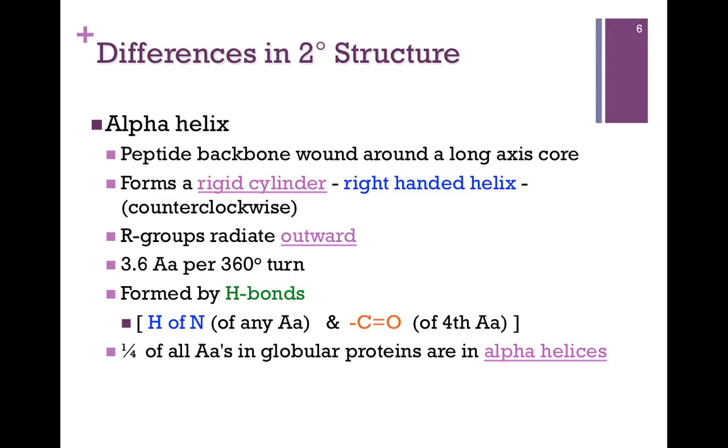Now, in order to form those hydrogen bonding contacts, there's about 3.5 amino acids in a full turn. That is a 360-degree turn of that helix. Again, that has to do with the nature of those hydrogen bonds. So the hydrogen bond donor is going to be the nitrogen in the peptide bond, and the hydrogen bond acceptor will be the carbonyl group. Notice it's going to be the nitrogen of one amino acid with the carbonyl oxygen of the fourth amino acid. We're going to illustrate that in just a minute. As far as the prevalence, about 25% of all amino acids in globular proteins are represented as alpha helices.